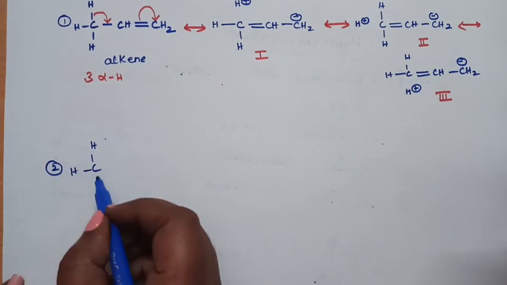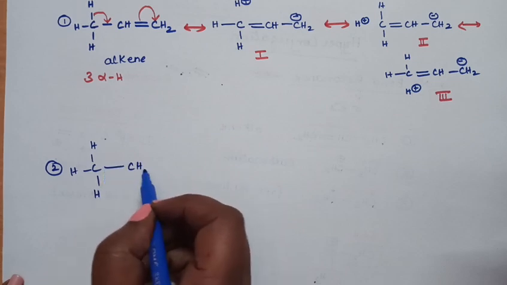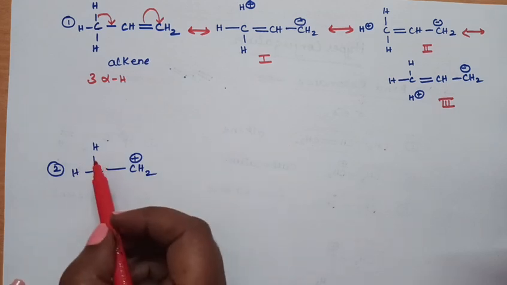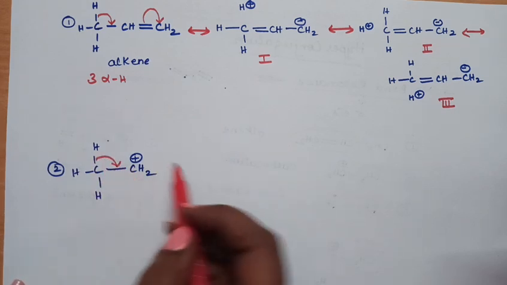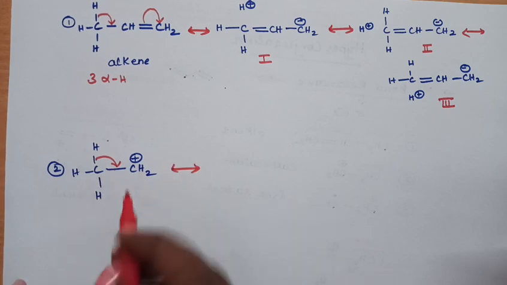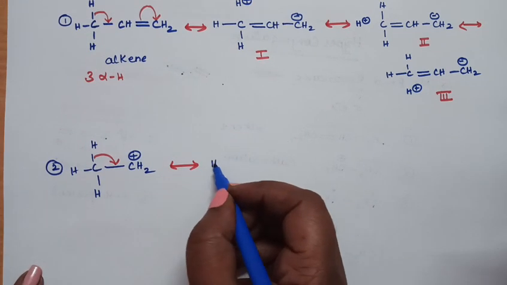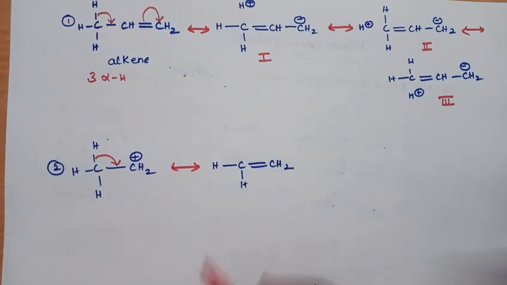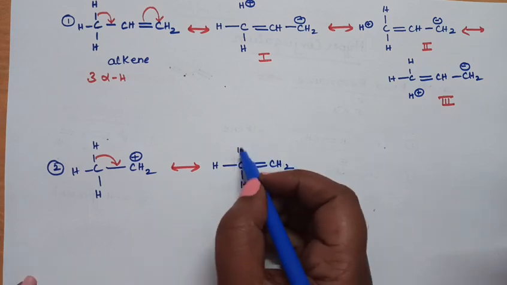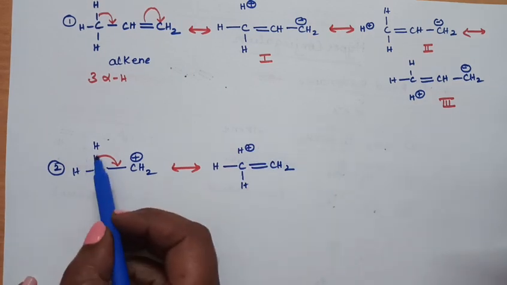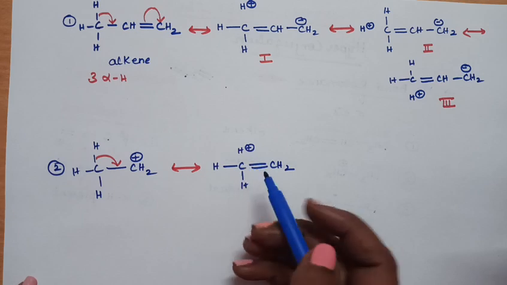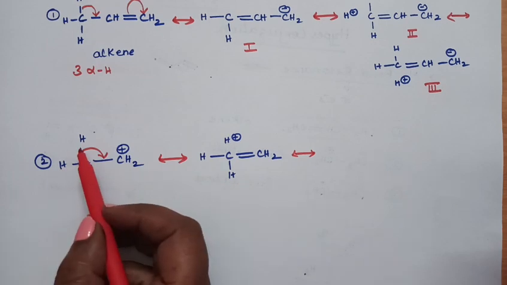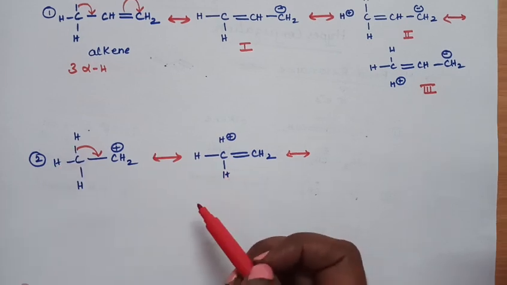CH, H hydrogen, and here we can write CH2 positive sign. So there is a carbocation. Now these sigma electrons will shift. So you can write this as hydrogen, carbon, hydrogen, double bond CH2, and this hydrogen atom will have H plus sign. Hydrogen is losing the electron, therefore it will have a plus sign. So again we can write 3 structures because 3 alpha hydrogen atoms are there.